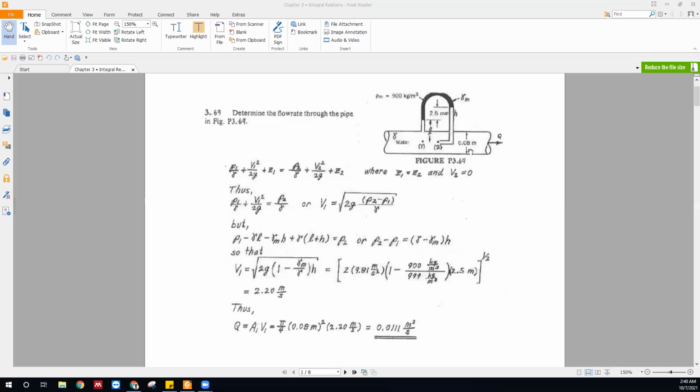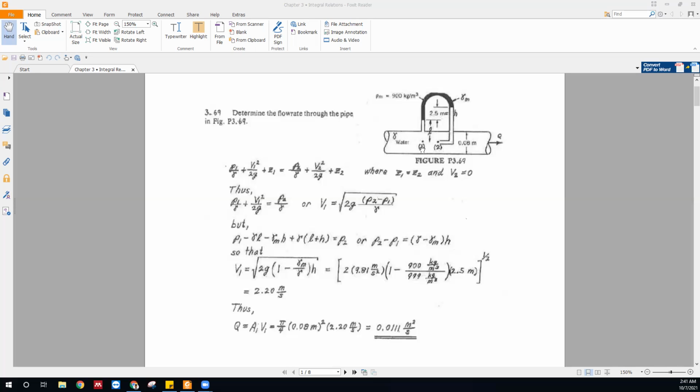So area we know, right? Pi by 4 d square. That's the area. Now we know the d. However, we don't know the v, so v we need to calculate. Which point do we calculate the v at? We should choose any point like this, not this point, because at this point you have a barrier. So you can calculate the v at any other point.